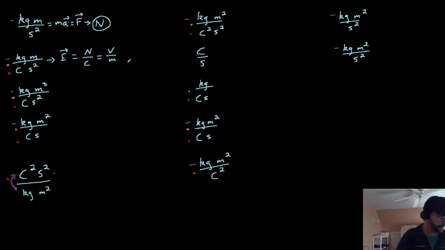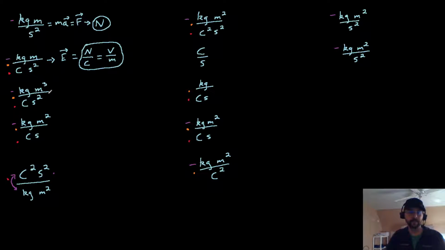Where did it go? Should be this one. Yeah, volts per meter. So these would be the two common ways to represent an electric field: newtons per coulomb or volts per meter.